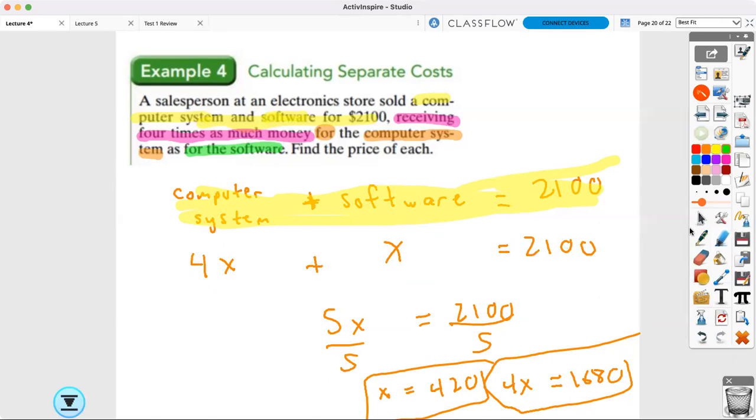So I think, Jacob, with your reasoning, what would make this a lot easier is, as "for" is what got me, because of English. What if the word "for" wasn't there? That would change it up a little bit, better, right? Exactly. As the software, right? So 4 times as much money for the computer system as the software.